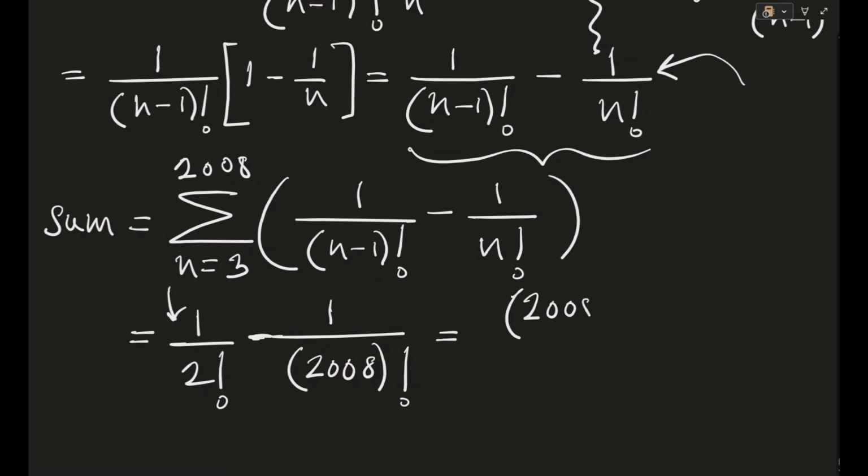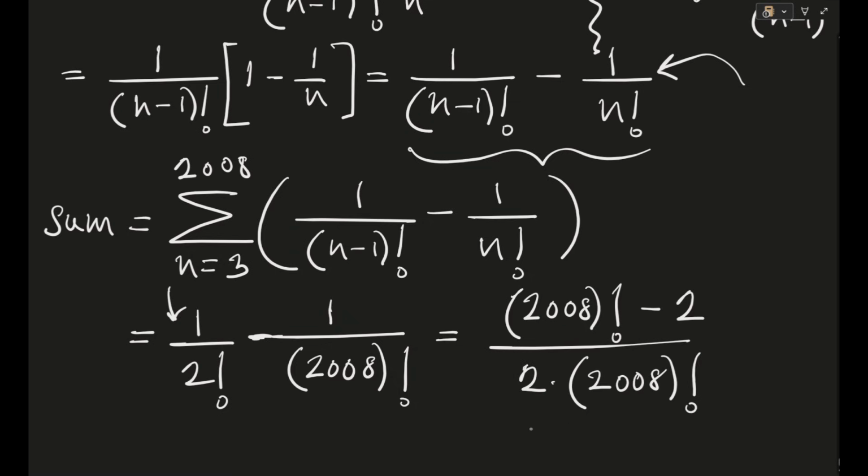So this will be 2008 factorial minus 2. 2 factorial can obviously be written as 2, no issues. And this is 2 into 2008 factorial. Okay, this is the final answer. And I guess, guys, you can do the option matching. So I'm not waiting for that. I'm going on to the next question.